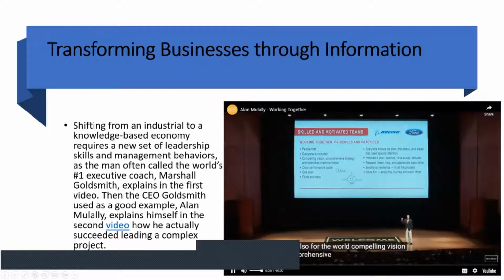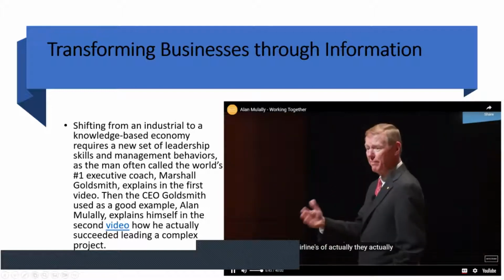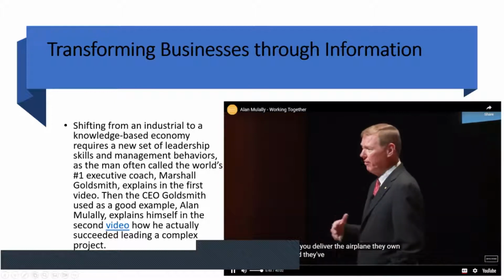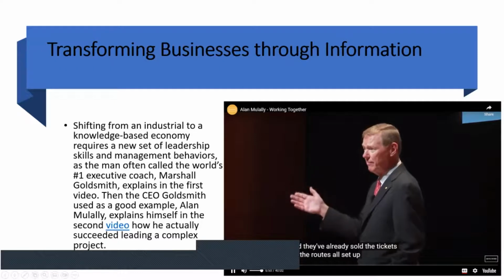Compelling vision, comprehensive strategy, the relentless implementation plan. We talked about the vision, the strategy, not only the technical strategy, but the working together strategy, the financing strategy. And as you know, it takes about 4 to 5 years to develop a new airplane. And the airlines actually make payments along the way, so by the time you deliver the airplane, they own it. And they've already sold the tickets, they got the routes all set up around the world.